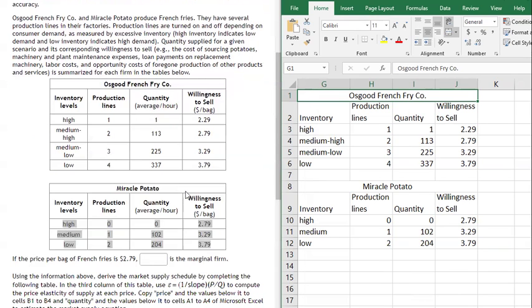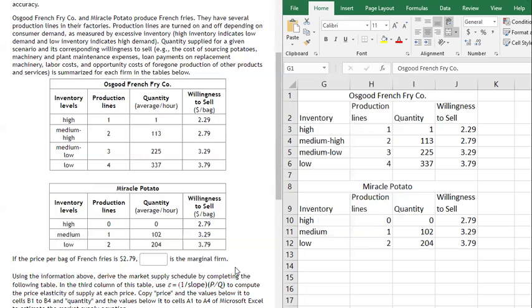If the price per bag of French fries is currently $2.79, we need to figure out which firm is the marginal firm. Now, the marginal firm is the firm that is indifferent between producing or not producing, right? That happens at a certain price. At some point, the firm becomes indifferent between producing a good and not producing any of it, right? That's the marginal firm. Now, it looks to me that it's obvious that Osgood French Fry Company is not the marginal firm. It's the low-cost producer.